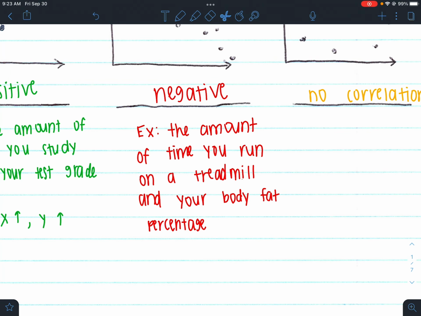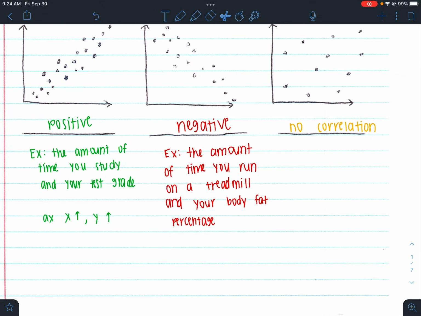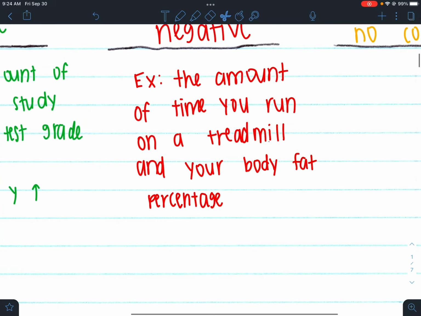If we're running on a treadmill, we're constantly working, we're moving, right? And so when our bodies are moving, then we are burning calories, and in that case, our body fat percentage is decreasing. It doesn't decrease by a lot, but it is decreasing, right? So this is a negative correlation because the longer you do that, the less body fat percentage you will have.